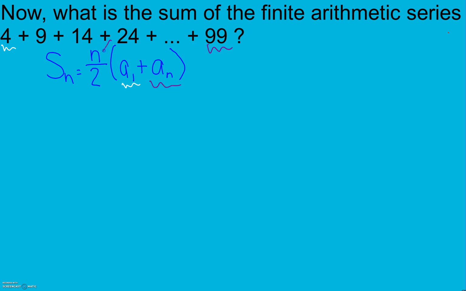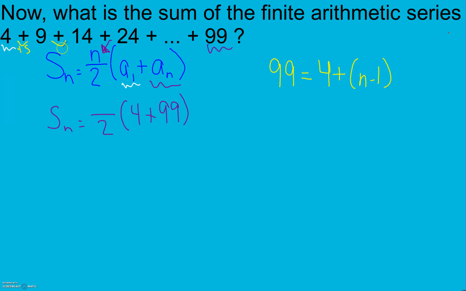We just don't know our n value. Right now, this is the information I have, but I don't know how many numbers we're adding up. I have to figure that out. So I'm going to write my explicit formula. A sub n, my final number, is 99, our first term plus n minus 1 times our common difference. And if we look here, every time we add 5, we add 5, we add 5.